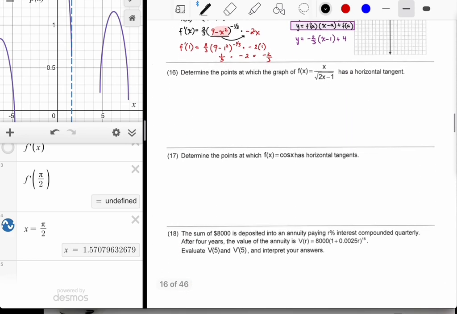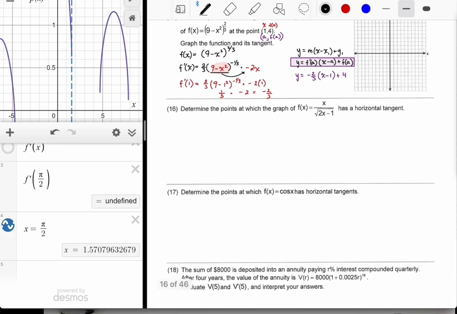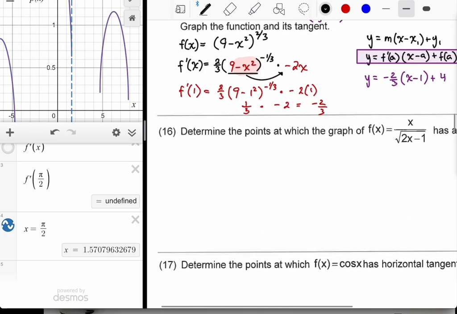Another one that folks typically have trouble with would be number 16. 17's asking the same thing, but with a simpler function. So, you would think that would be easier, but trig functions are their own animal. So, determine the points at which this function has a horizontal tangent.